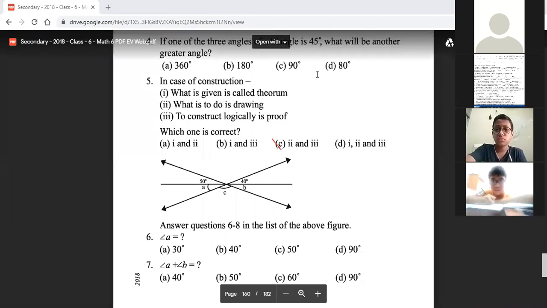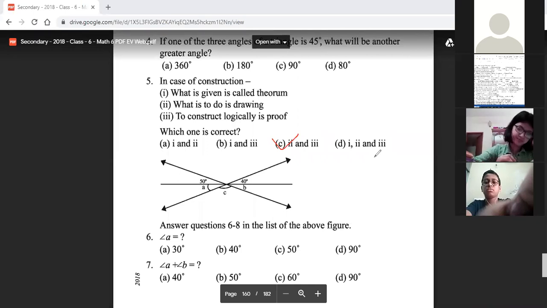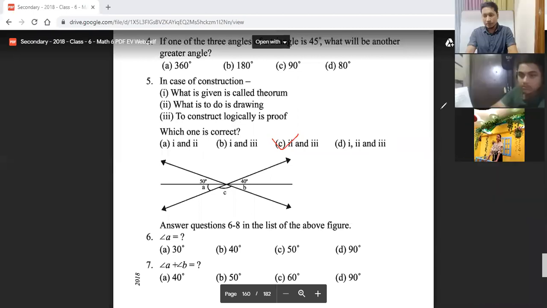Okay, 2 and 3. Now another question, number 6. You see a figure is given. Here some vertical opposite angles are shown. You see there are A, B, C, 3 unknown angles, and 2 known angles are also given, 50 degrees and 40 degrees. So we have to answer questions 6 to 8. The first kind of question is called situation set questions. All of you know situation based questions, I think.